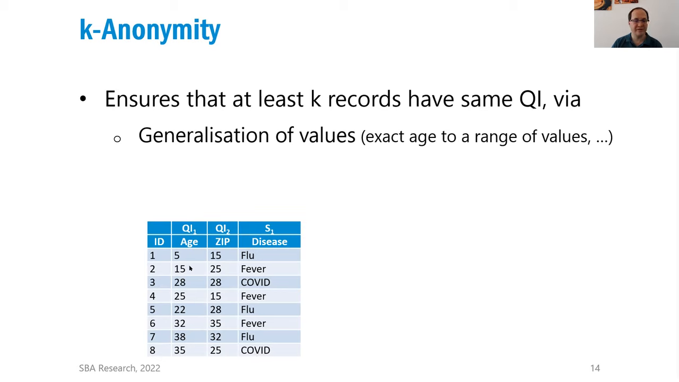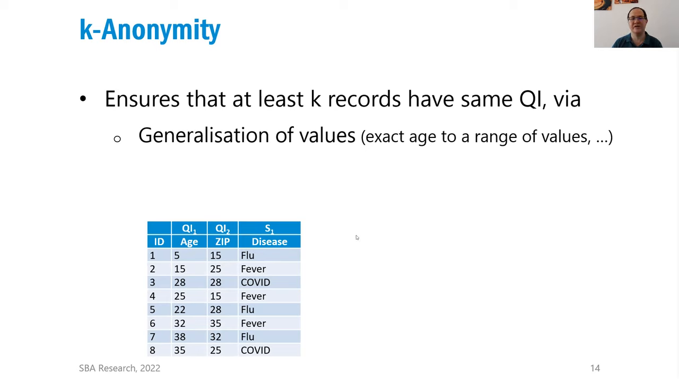And basically you would see that most of these elements here would be uniquely identifiable if you know the age and the zip code of someone. So you could exactly pinpoint and say, if I know someone is 22 years old and has a zip code of 28, it's the fifth record.